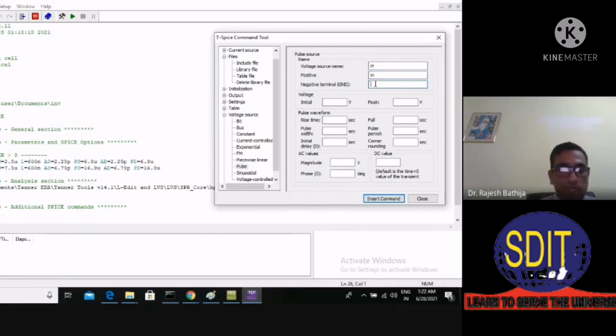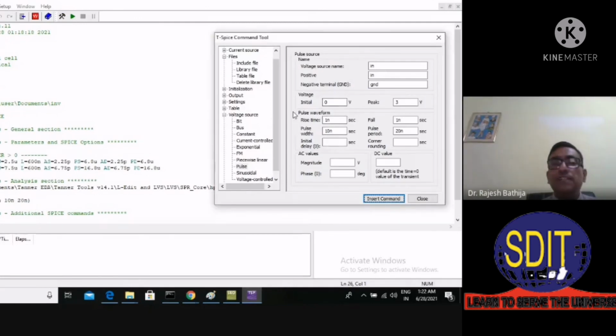IN, negative terminal will be GND. Initial voltage is 0, I am putting pulse, and the peak maximum I can put as VDD. Rise time 1 nanosecond, fall time 1 nanosecond, pulse width I can choose 10 nanosecond, and pulse period double of that to make duty cycle 50%. Then I have to insert the command, and see, I have written here IN, but it is written here as VIN. Why? Because it is a voltage source, that's why, right?